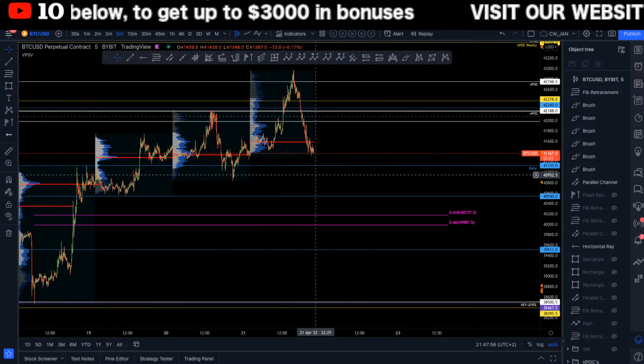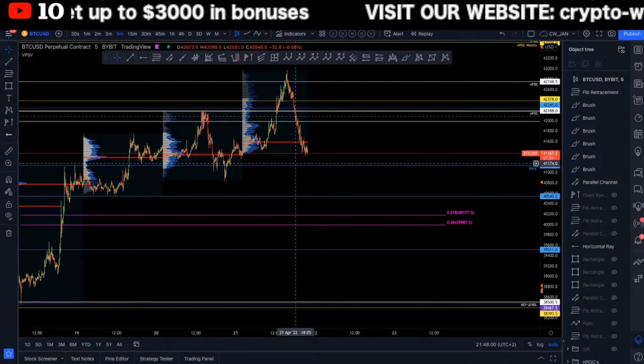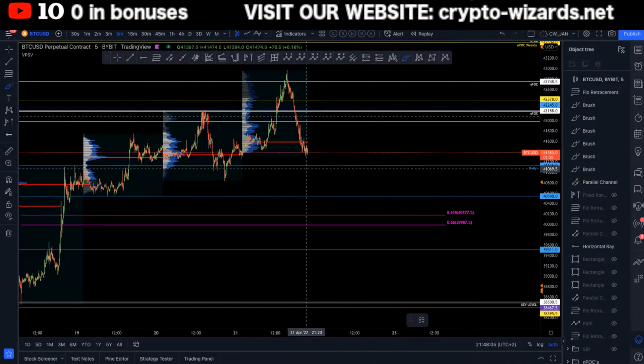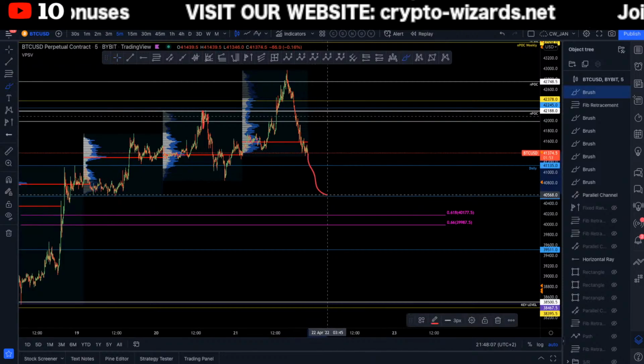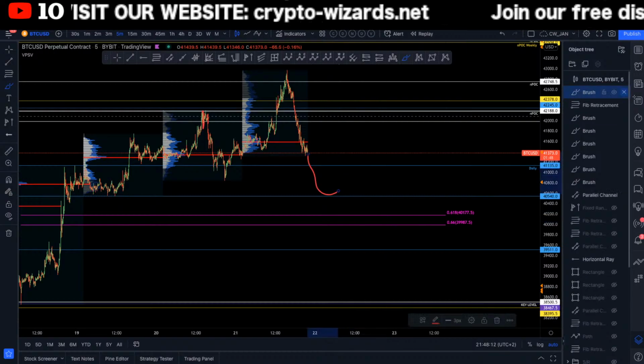I'm not saying that you can take a long position from this daily 40,540. It can provide some bounce, something like this. But after losing this area, I would look for the VP down there. This would be like a perfect scenario.